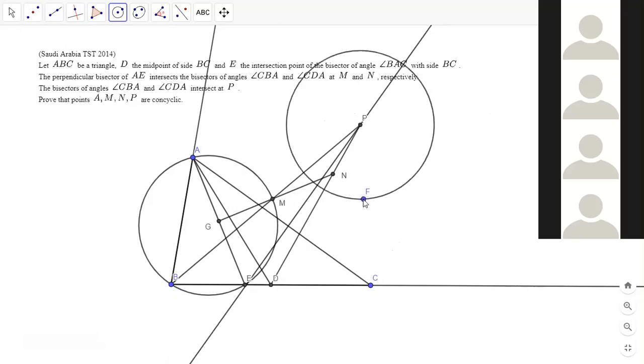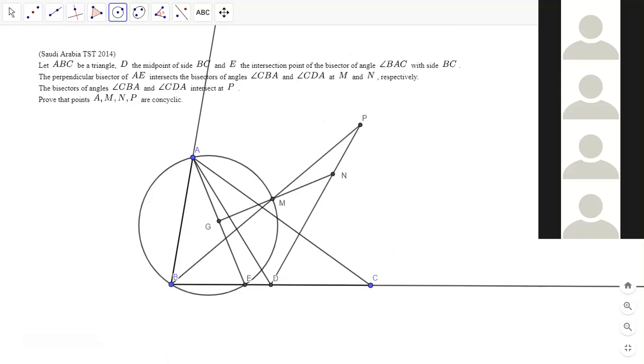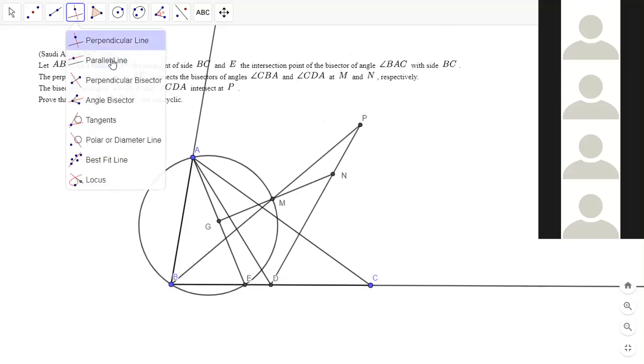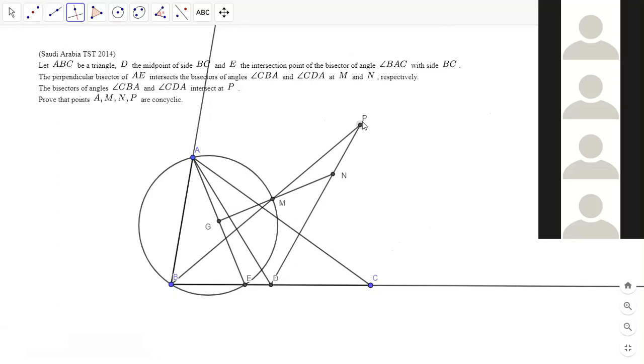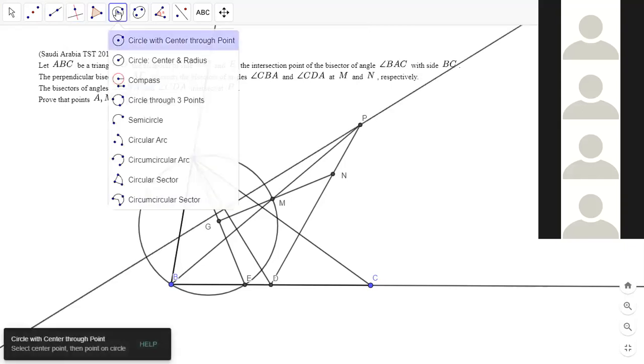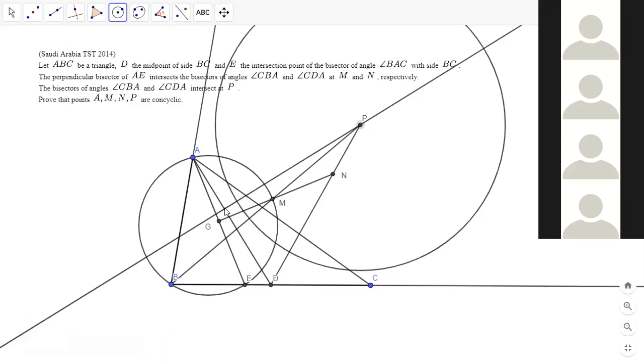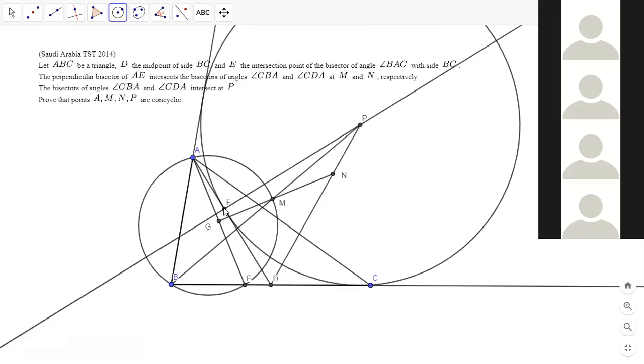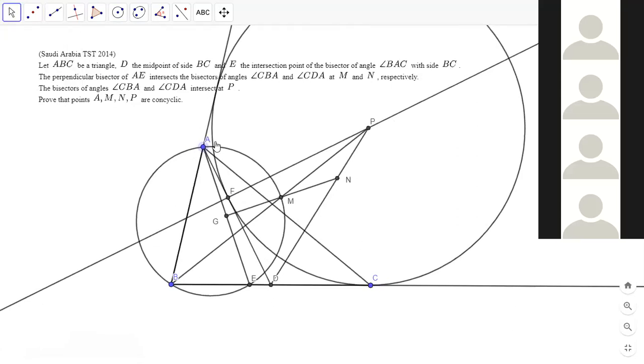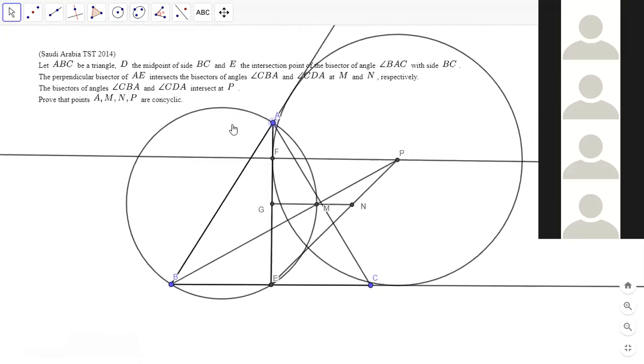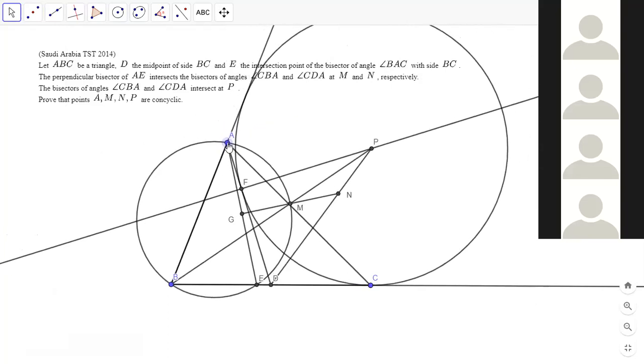Wait, sorry. So I did something wrong here. Oh, ABD. Yeah, okay. I should have drawn the perpendicular to AD instead. So wait a sec. Yeah, like that. There we go. So P is the X center.